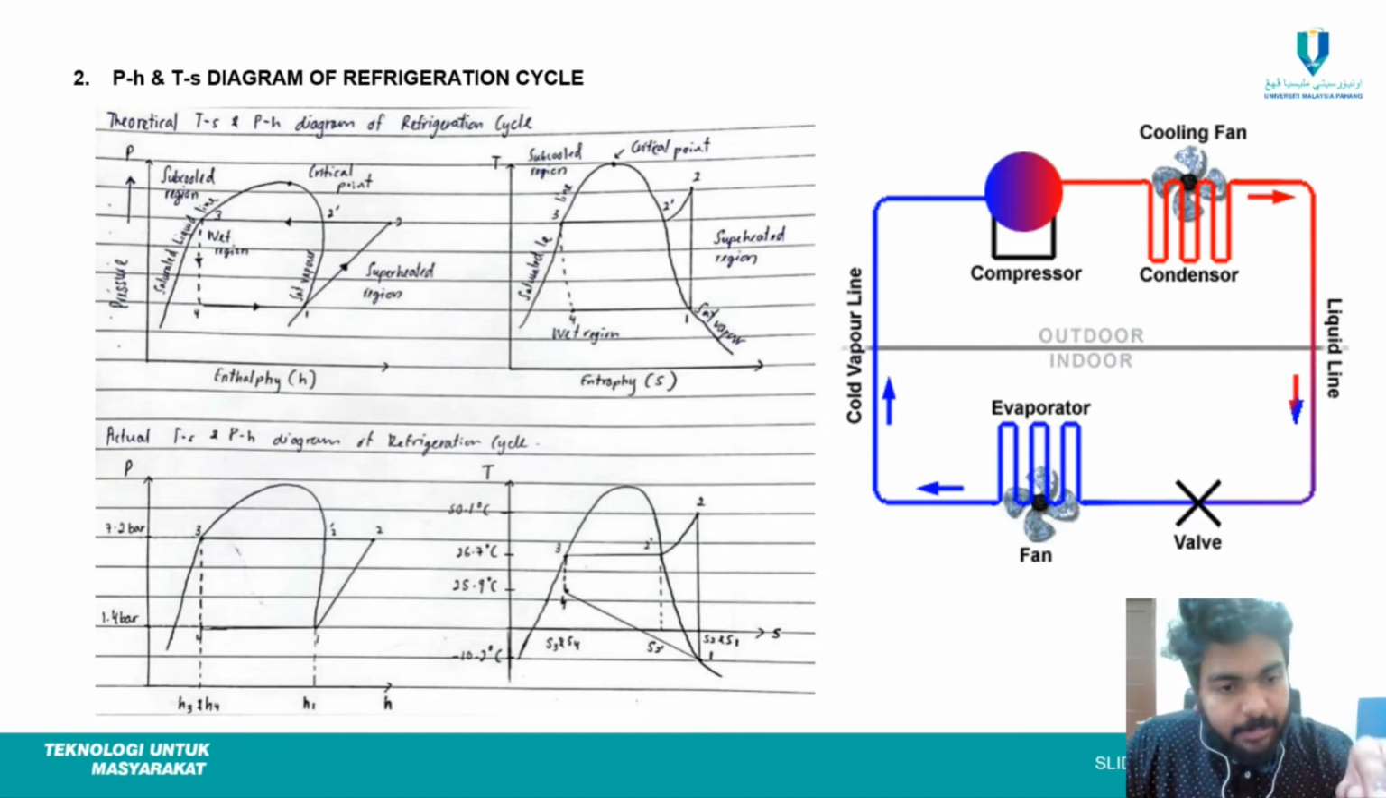Next is the TS diagram. TS diagram will be for several temperatures, which is the top temperature will be 50.1 as we collected data, and 26.7 Celsius, 25.9 Celsius, and the starting point will be negative 10.2 Celsius, and the below axis will be the entropy S, which will be calculated. Thank you.